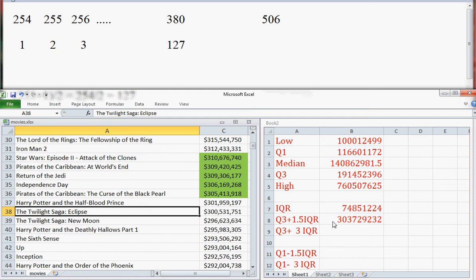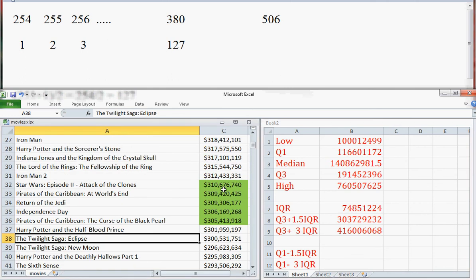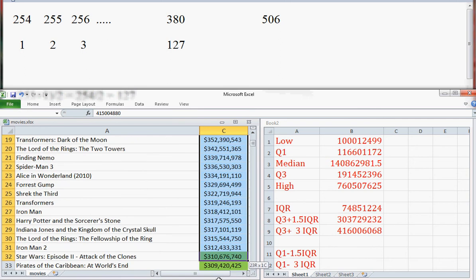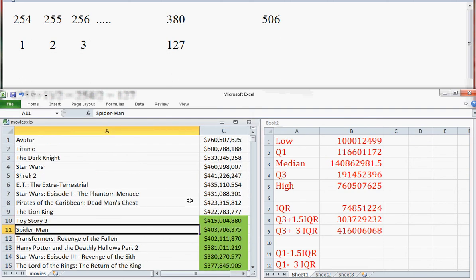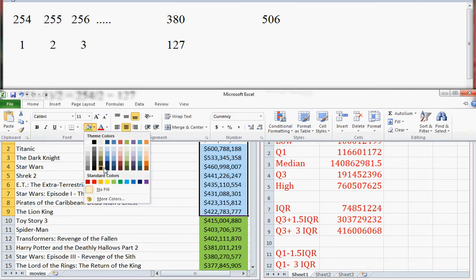Now the possible outliers go from this number to Q3 plus 3 times the interquartile range, which should be equal to B4 plus 3 times the interquartile range, which in this spreadsheet would be B7. So that takes me to $416 million and change. So the cutoff there would be 416, which would take me to Toy Story 3. So the ones that I'm highlighting here in the light green are going to be the possible outliers, and then these top 9 numbers, which are even bigger than 416 million, would be the probable outliers.